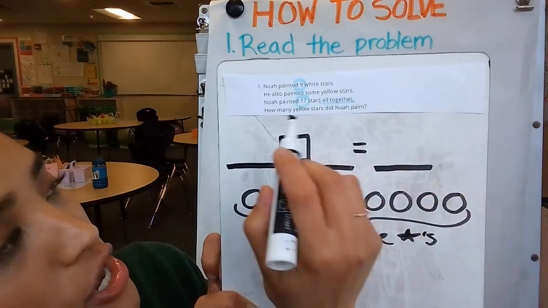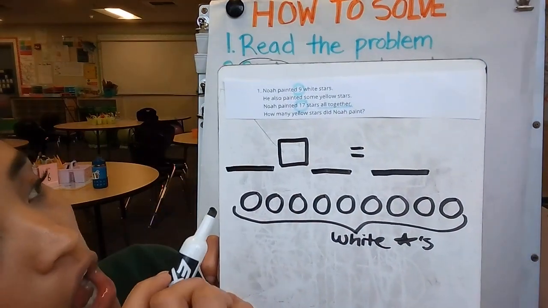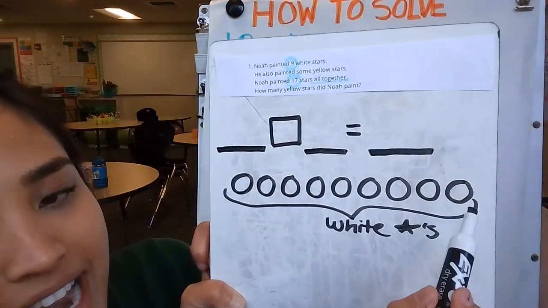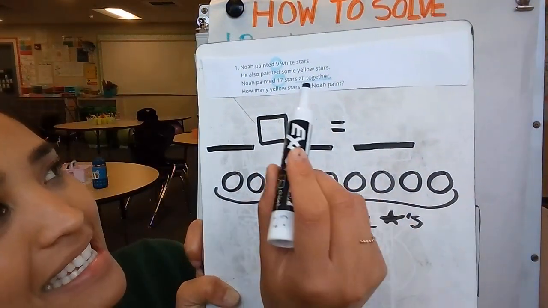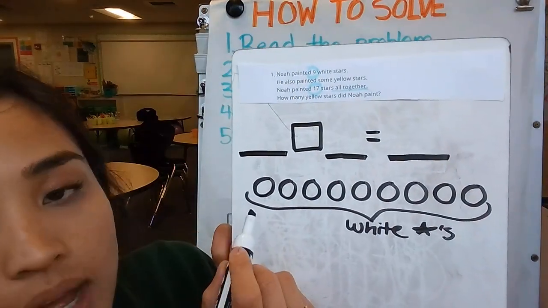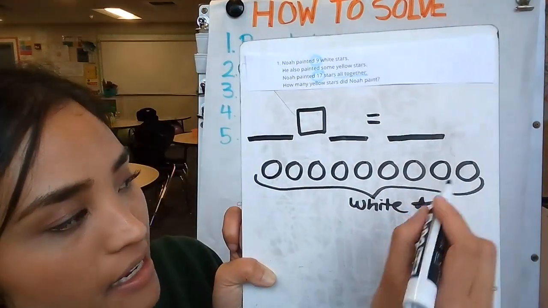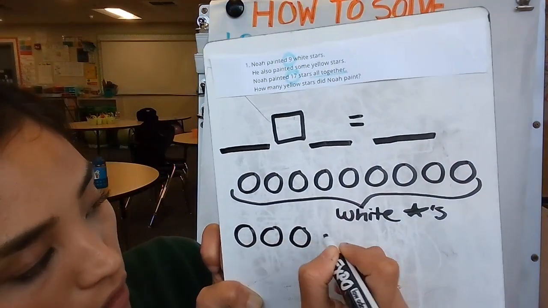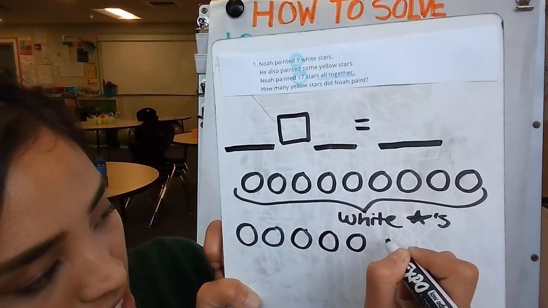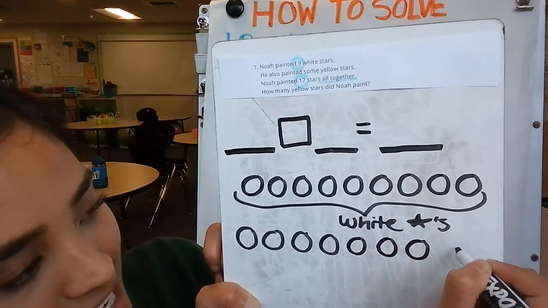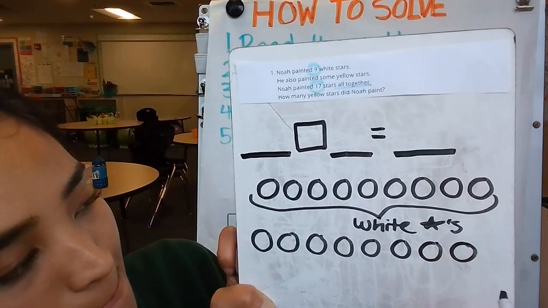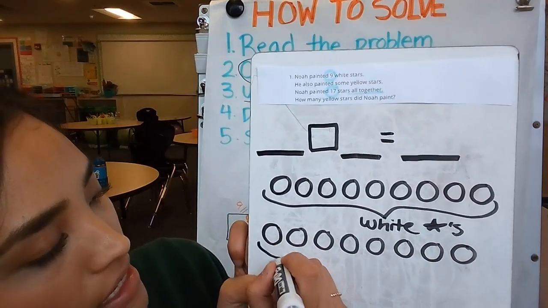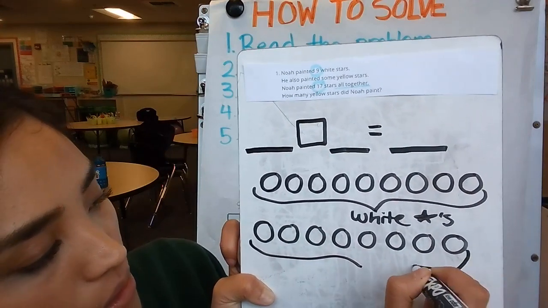Then it says Noah painted 17 stars all together because he also painted some yellow ones. So we already have 9 on the board, but I need 17. So I'm going to count up 9, 10, 11, 12, 13, 14, 15, 16, 17. Okay? So now I can label these as yellow.